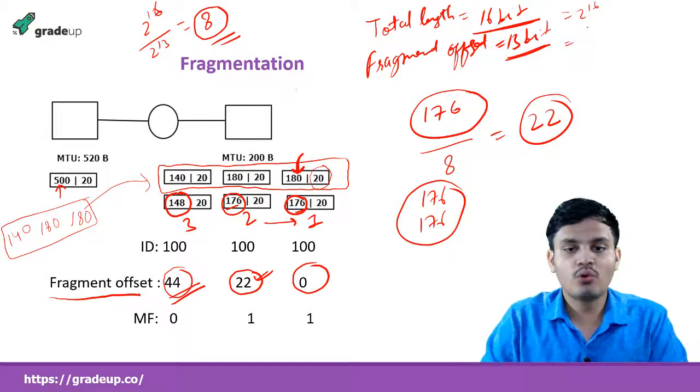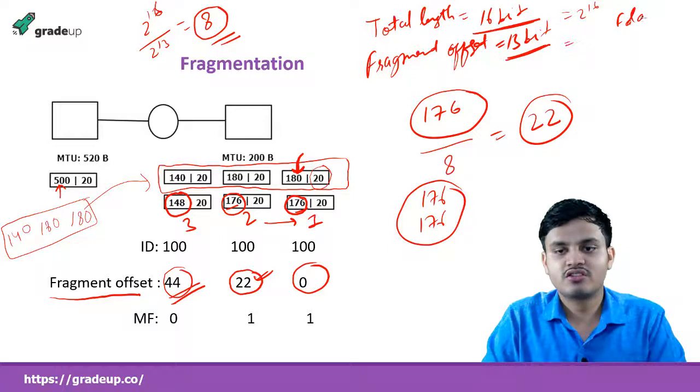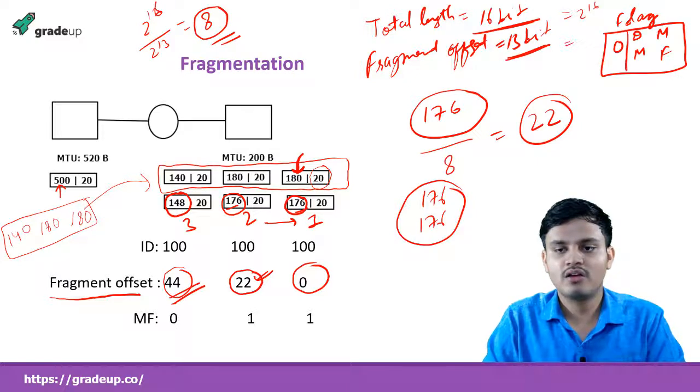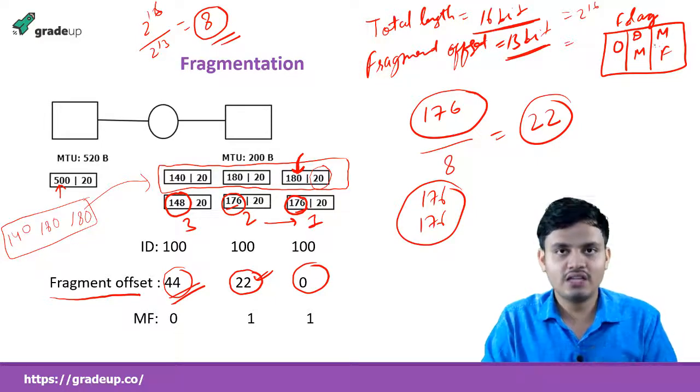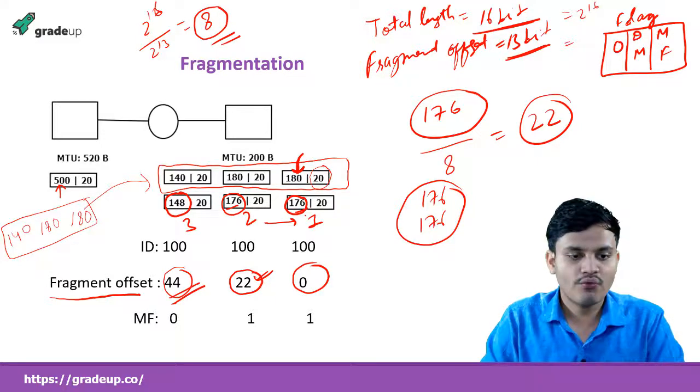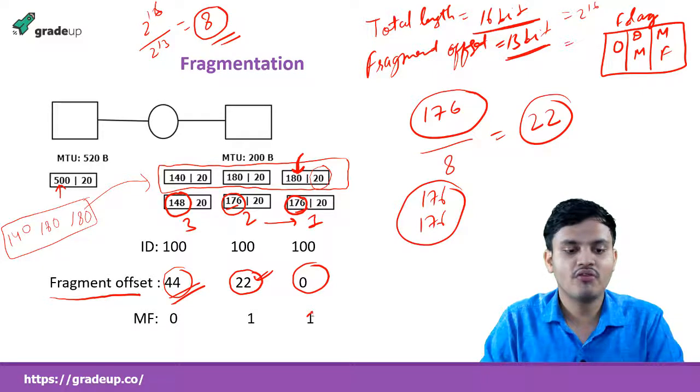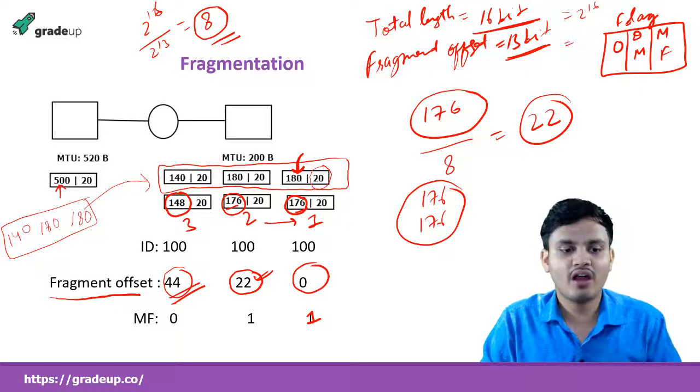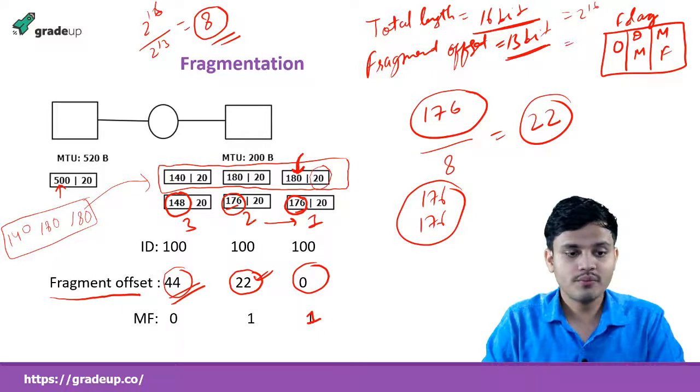Okay, and I told you about the flags, which are 3 bits. The first one is always 0. The second one is Do Not Fragment, DF, and the third one is More Fragments. So these are the 3 bits: 0, Do Not Fragment, and More Fragments. More Fragments tells you that more fragments are coming from this packet. So for this packet you will write 1 here, which shows that more fragments are coming. Similarly here 1 represents more fragments are coming, but here it is 0 because no more fragments are coming. That is how it works.